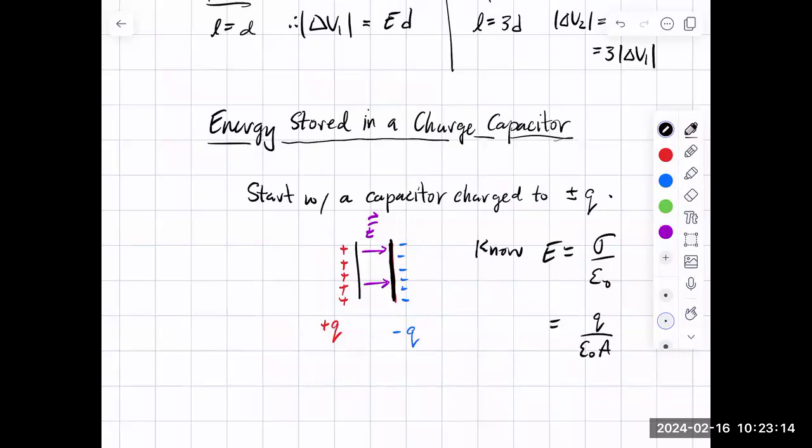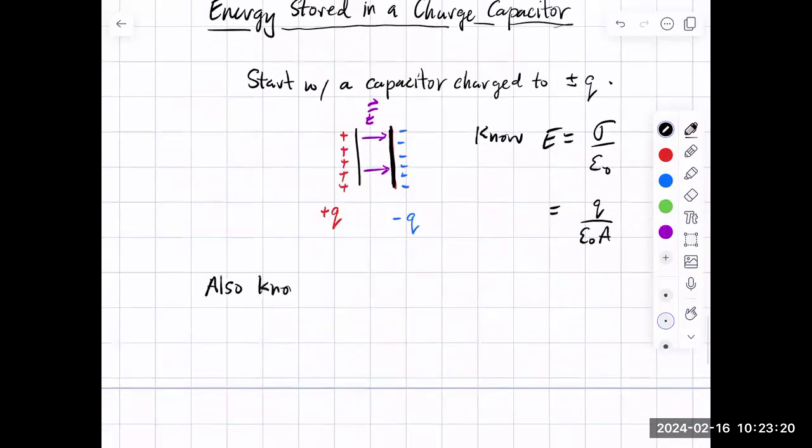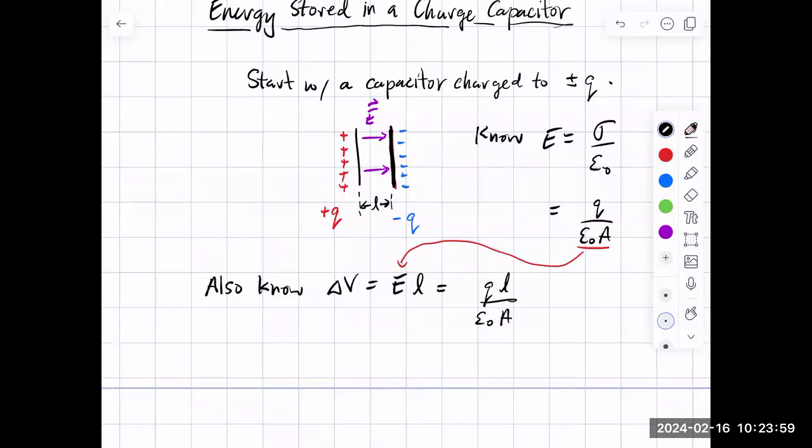We also know that the voltage difference between our plates, delta V, is going to be equal to E times L. Let's use L for the separation distance. So it's E times L, but we have an expression for E. It's Q divided by epsilon naught A. And so we take this and put it in for E, and we get Q L over epsilon naught A. All right, so that's the situation we have.